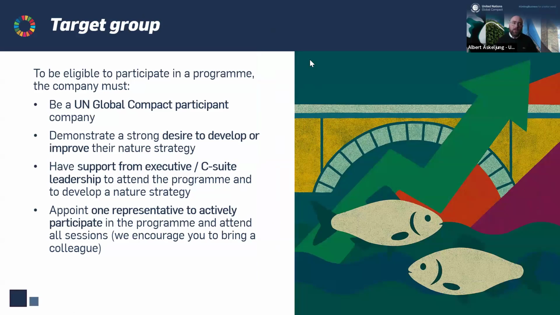A little bit about the target audience or group for the program. In order to be eligible to participate, you need to be a UN Global Compact participant company. And I think all of you on this call should be that. If not, let me know and we will look into it. But it's exclusively for UN Global Compact members in Sweden.